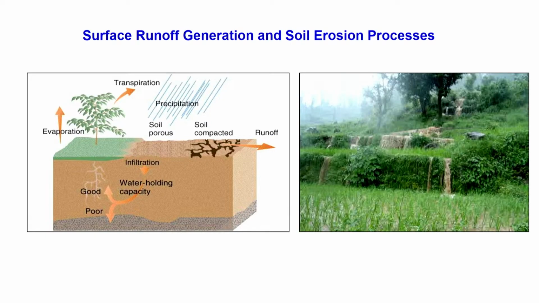Actually, how does erosion take place? You see on the ground, rains are occurring, and rainwater is absorbed by the soil due to its water holding capacity, and some water is lost by evaporation and transpiration. The remaining water flows over the surface and causes soil erosion. You see on the surface, this is a paddy field, and the water is moving from the surface as surface runoff and causing erosion.